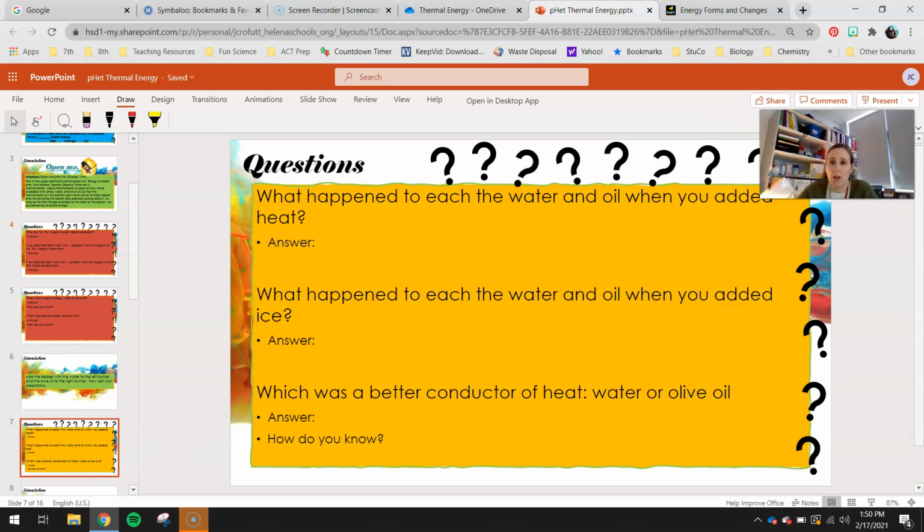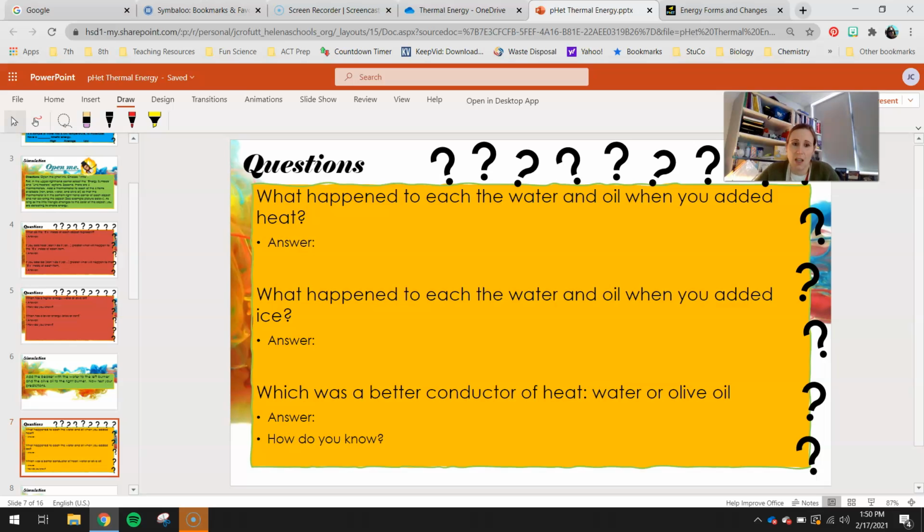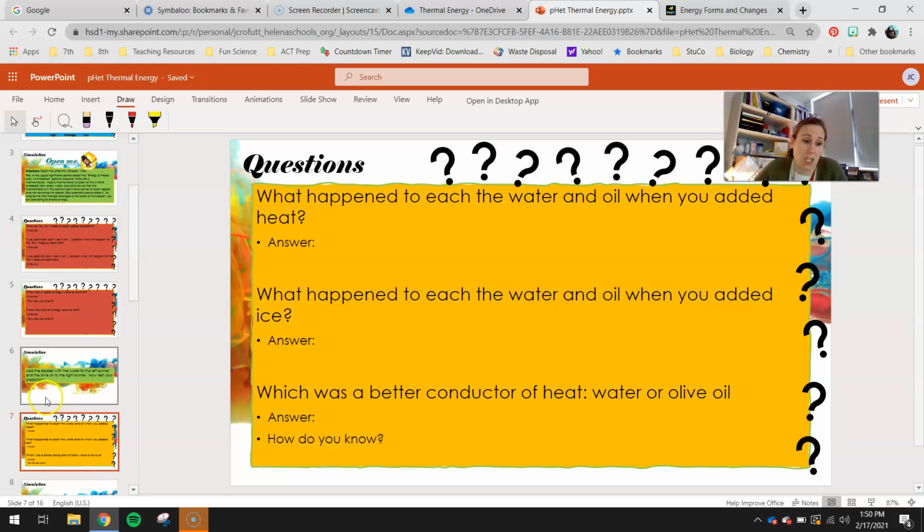What happened to each the water and olive oil when you added the heat? What happened to each the water and the olive oil when you added ice? Which was a better conductor of heat, water or olive oil? How do you know? Okay, so think about what we kind of learned when we did the thermal energy demos. That'll help you guys with this question.